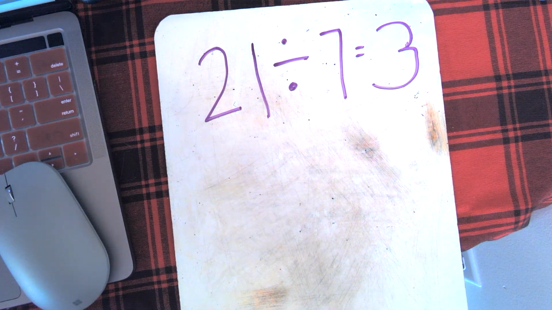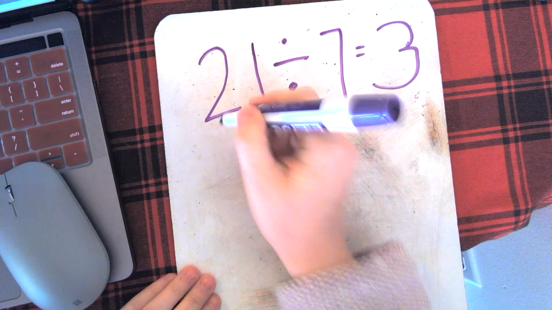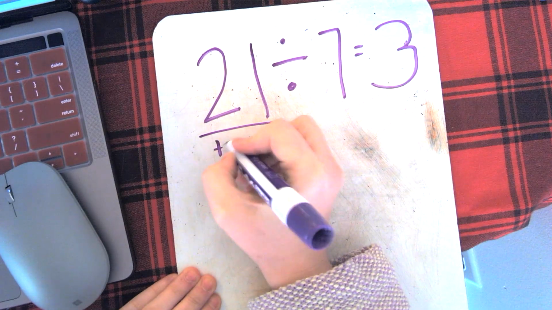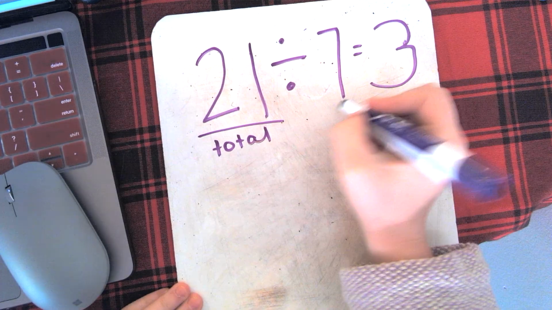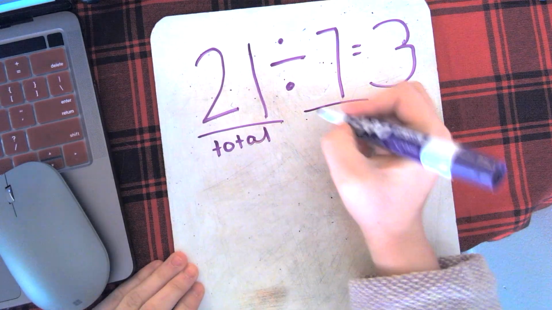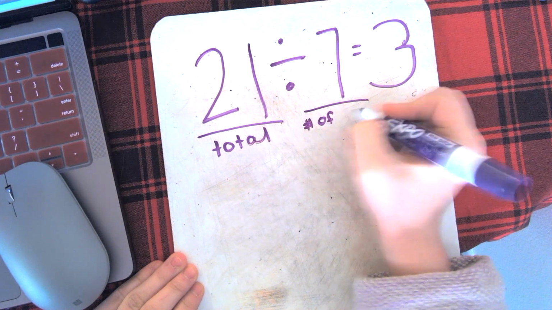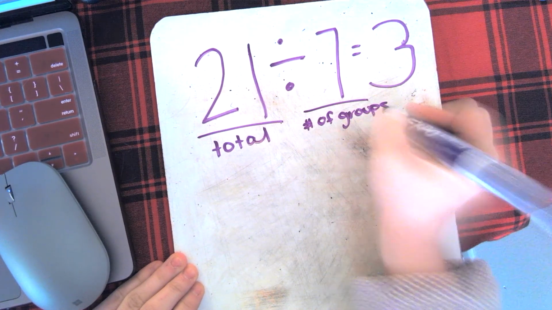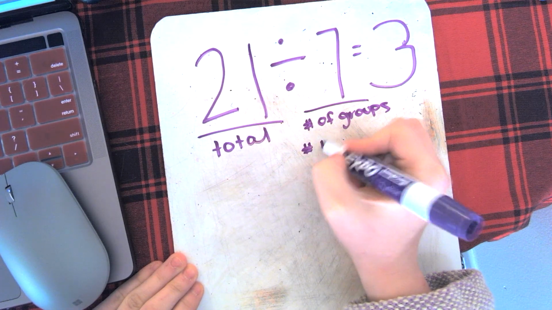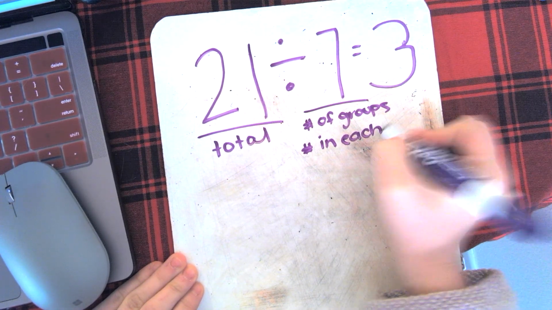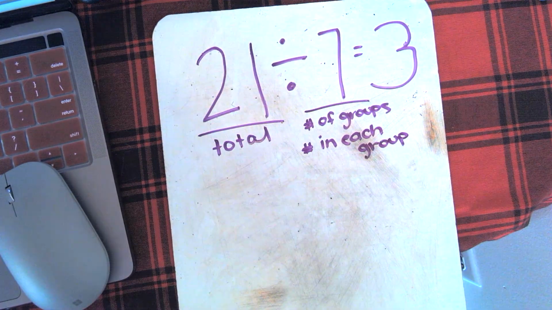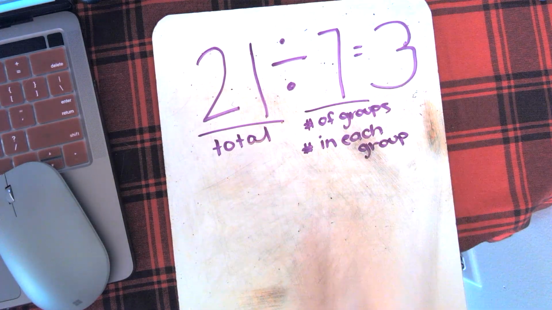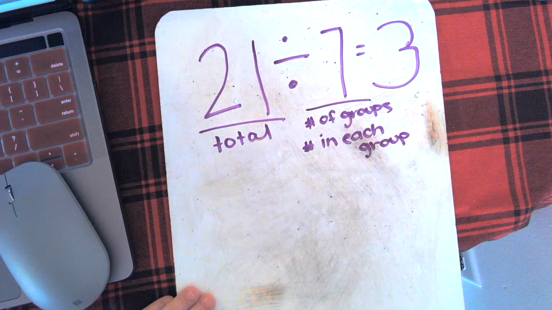I'm going to pick an equation that's relevant to me right now. I'm working on my sevens facts. I want to think about the equation. This first number, our dividend, is the total number of objects. So when we write our equation, we've got to think about that. That's my total number of objects. Now, my second number could either be the number of groups, or it could be the number in each group. So you've got to think about the dividend as our total number of objects and the divisor as either the number of groups or the number in each group.